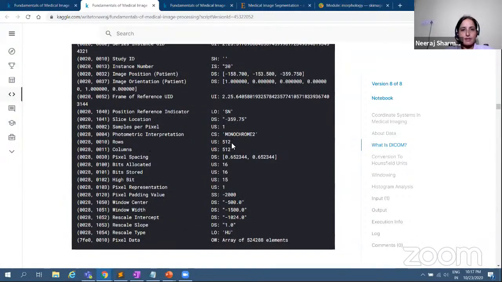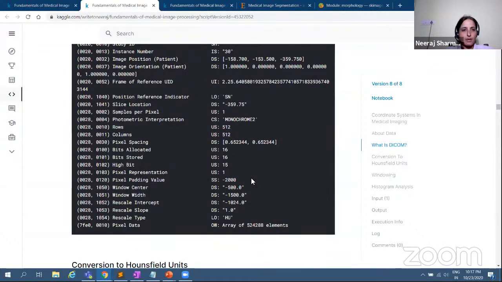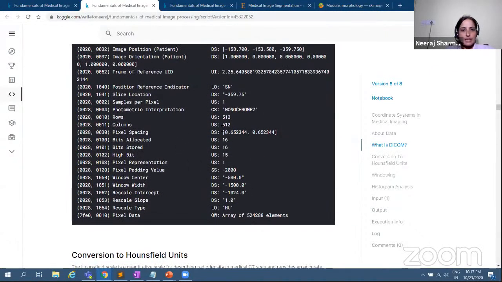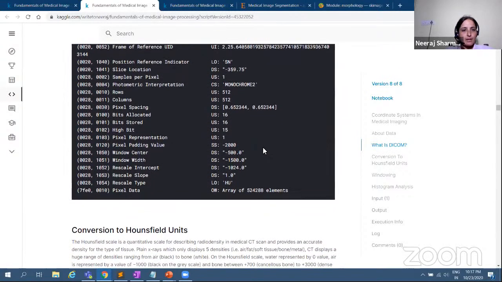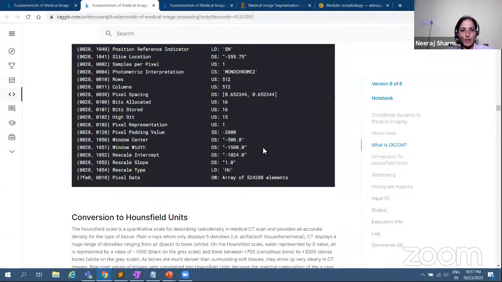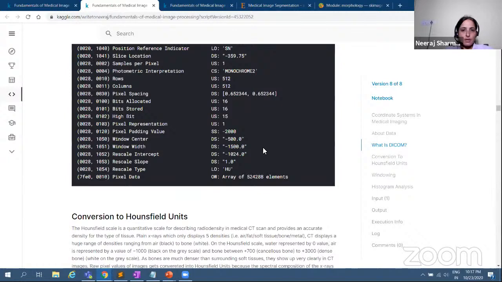Then rows and columns is the number of rows and number of columns of the image. Then pixel spacing, it is a very important metadata. This gives the pixel size, X and Y coordinates. Pixel spacing is nothing but the pixel size. Then we will talk about the window center and window width. These are again very important parameters, and we will talk more about them when we discuss windowing. They basically help us get the region of interest out of the whole image, because we do not want to focus on the whole image.